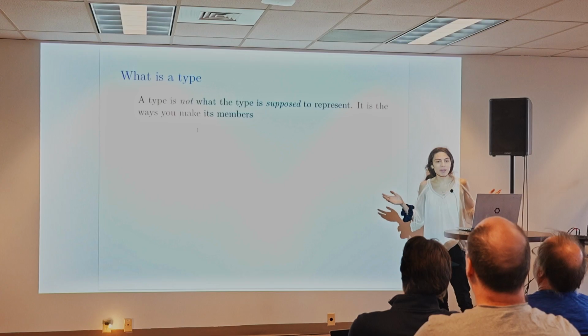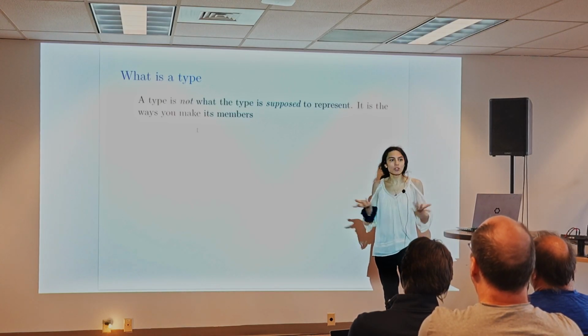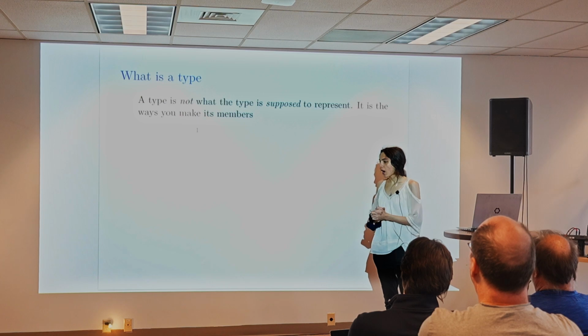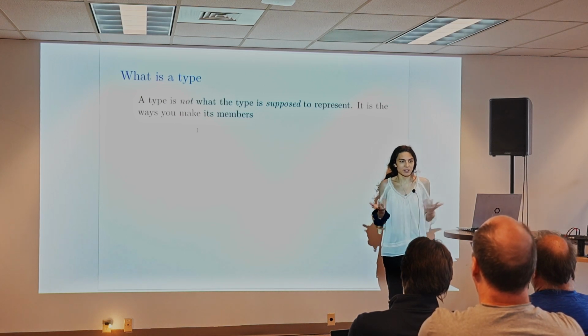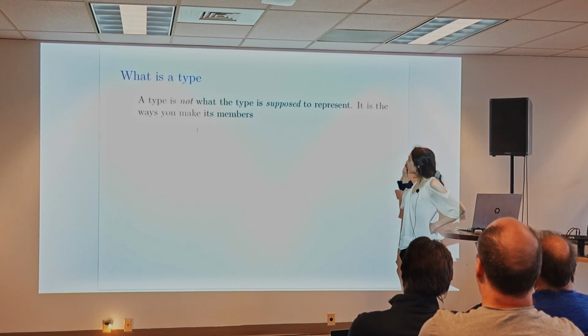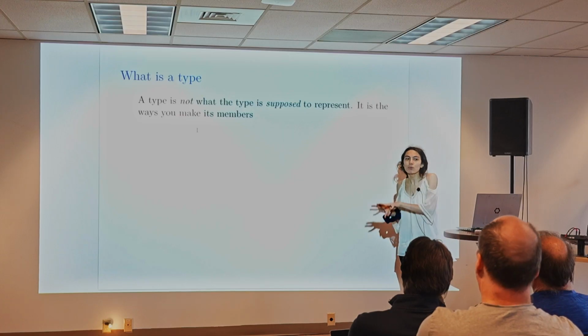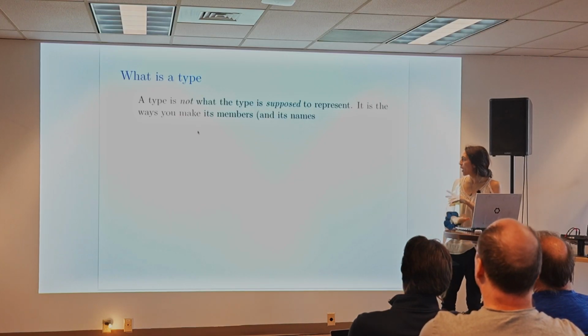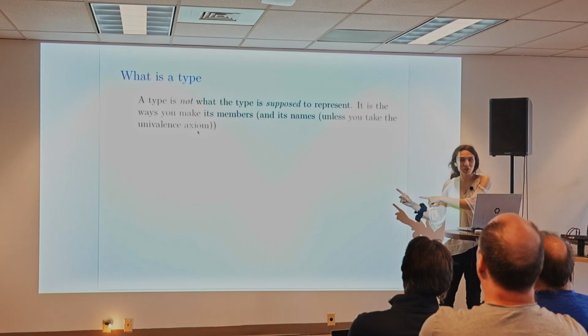Previously we had alphabetic, it's an alphabet, right? And you could look at that and say, well, there are all the letters in there, that's great. But really that just represents anything with 26 things in it, right? It could be numbers up to 26, it could be anything. But really, a type is not what it's supposed to represent, it is the way you make its members. And its names, unless you believe in the univalence axiom.